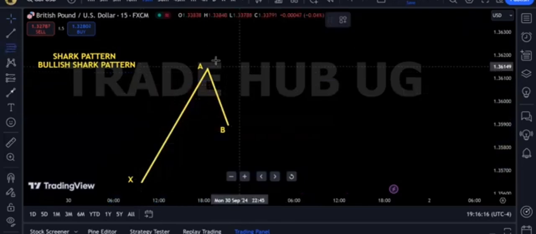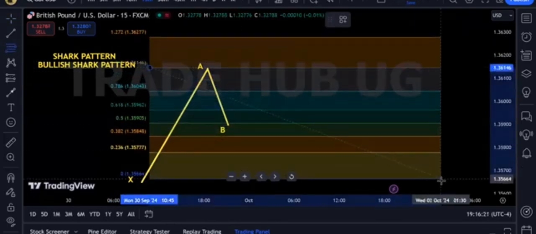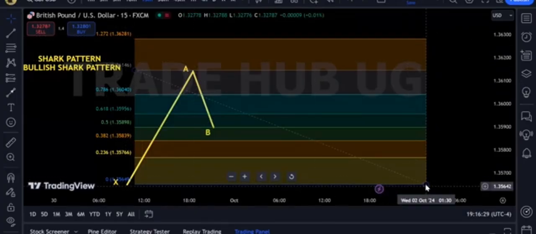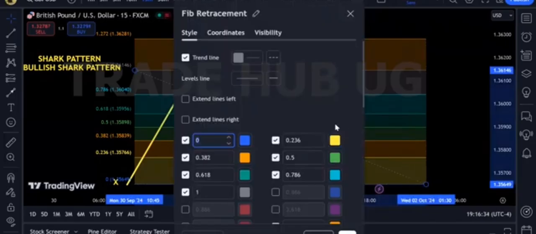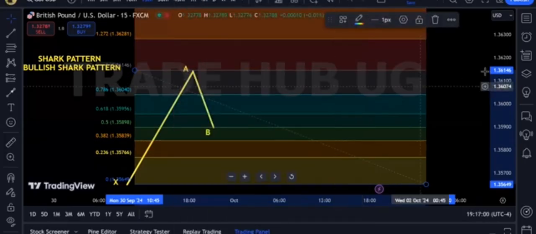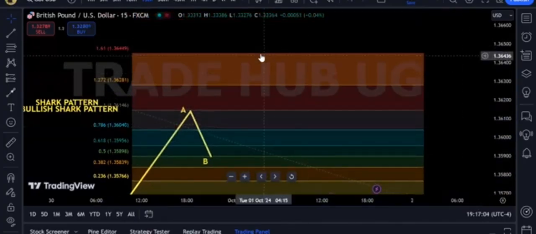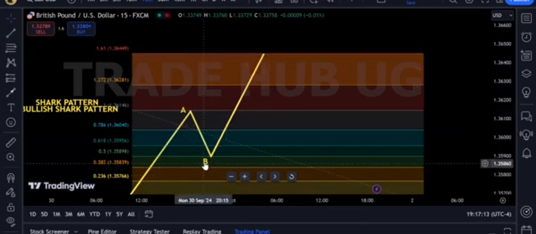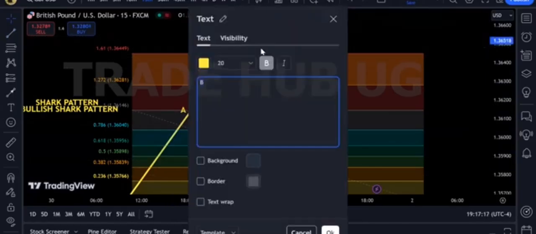our zero should be here. Now, 161 we can't see. We need to edit it. We go into the Fibonacci settings. We look for 1.61. Okay? We edit this level. 1.61. Okay. Look carefully, 1.61 is here above. I will get our line from here to here. So that's our what? This is C.